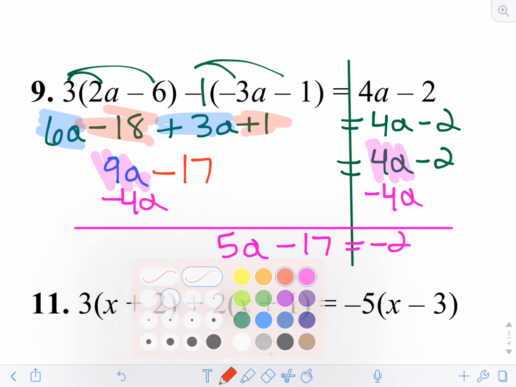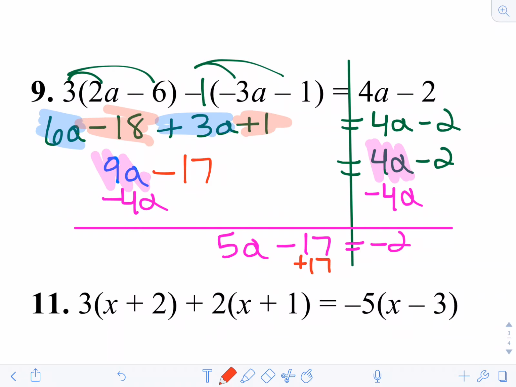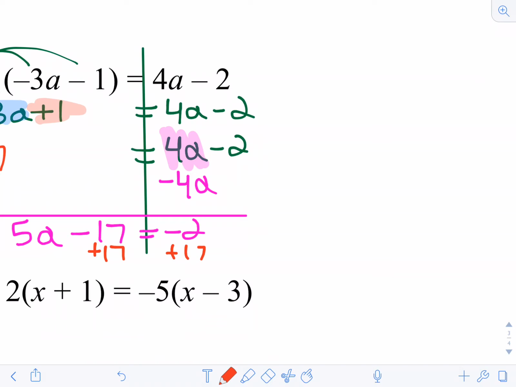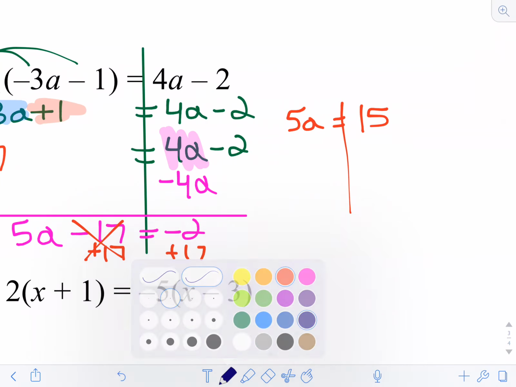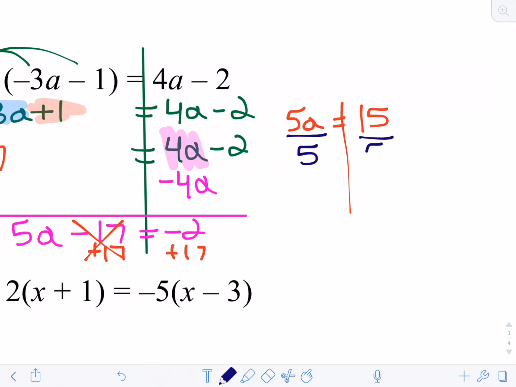All right. I'm going to go ahead and add 17 to both sides. And I'm going to have to bring my problem over. So this gives me a 0 pair. So we have 5a is equal to -2 plus 17 is 15. All right, last thing that you need to do is divide both sides by 5. So a is equal to 3.